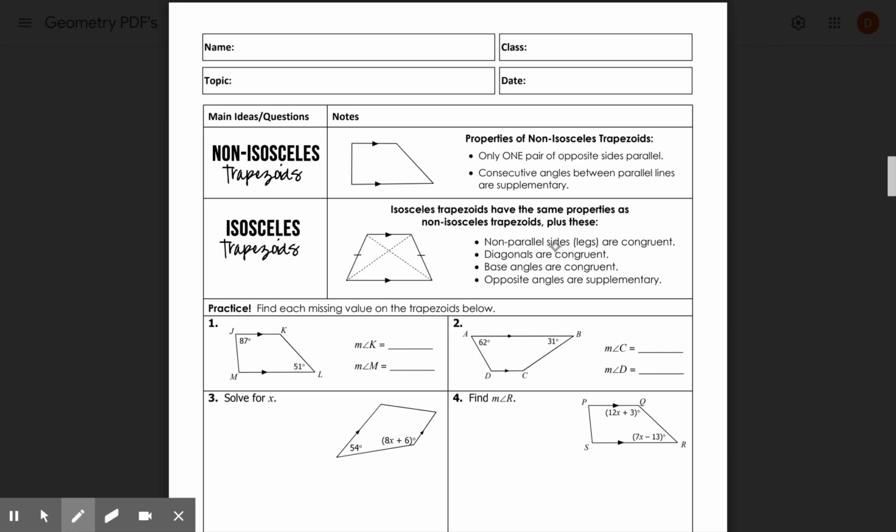So non-parallel sides, that's these two, these are called legs, they are congruent, so they're the same length. Diagonals are also congruent, so these two little guys here are congruent. The base angles are congruent, so this angle would be congruent to this one, and this angle is congruent to this one. And then opposite angles are supplementary. So this one and this one would add up to 180, and this angle and this angle would add up to 180. So knowing those things, we can find some missing values here on these trapezoids.